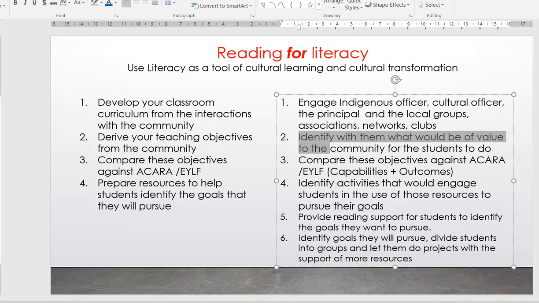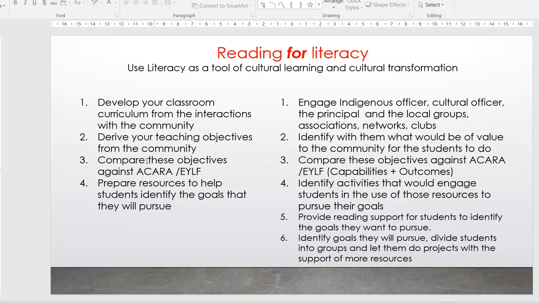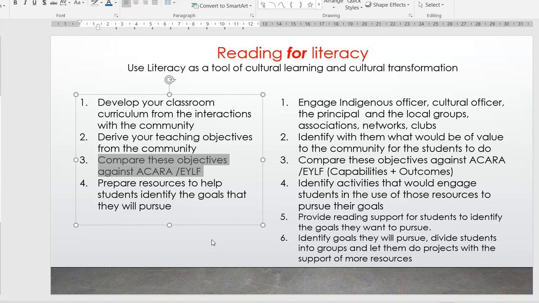So how can we advertise among students that, you know, cricket is great for you? How can we spread this message around the school? So compare this objective against ACARA. This is what the club wants. The club wants to popularize cricket among children because there are never enough children participating in cricket or some other game, right?